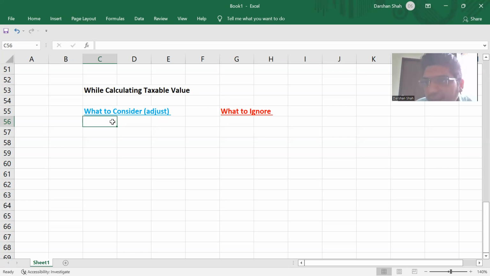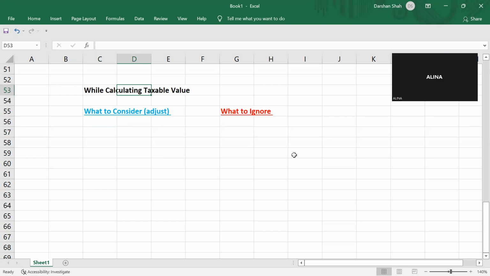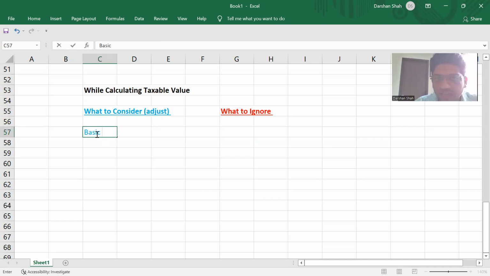So now I'll tell an item, you tell me whether I have to consider or I have to ignore while calculating taxable value. So first is basic cost of goods and service. Yes, sir, consider, obviously, otherwise on what basis I'll charge GST, right? So basic cost of goods and services, obviously I will consider. No problem.